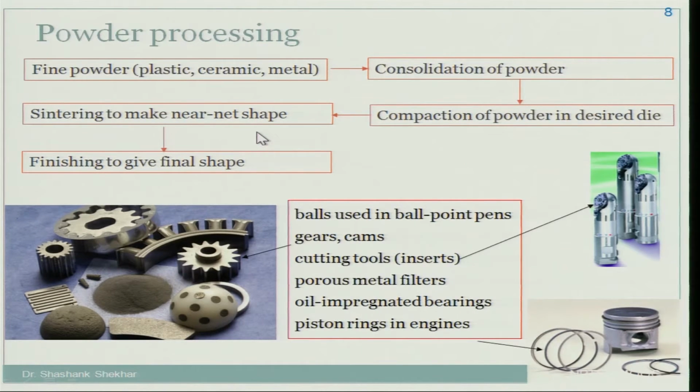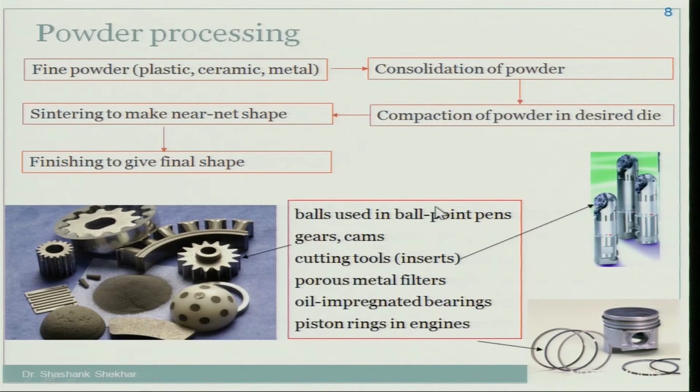Still another process is powder processing, also called powder metallurgy, but it is not confined to metals. You can also use plastics and ceramics for powder processing. What you do is take very fine powders, consolidate the powder and compact it into the shape that you desire, and then you sinter it. Why do you need sintering? Sintering is a big science that one needs to understand to get the desired properties, and then you give it the final shape.